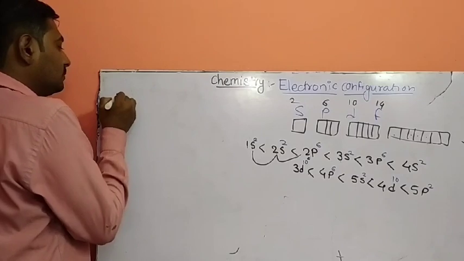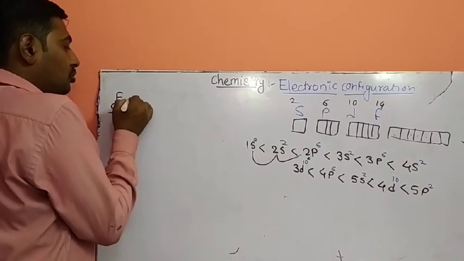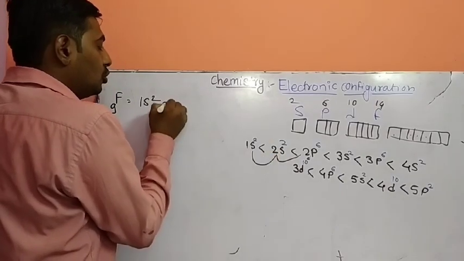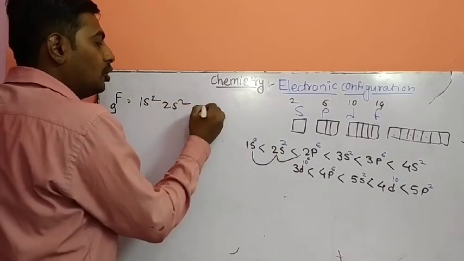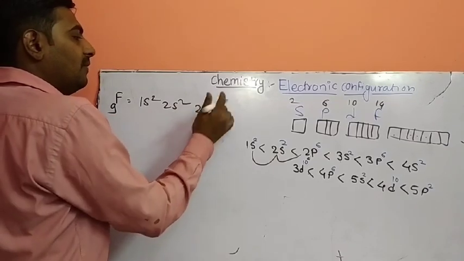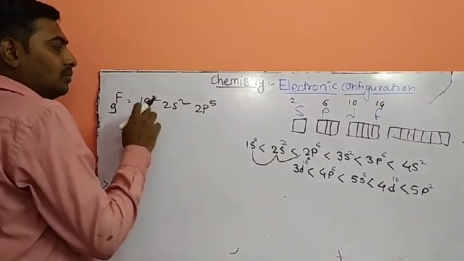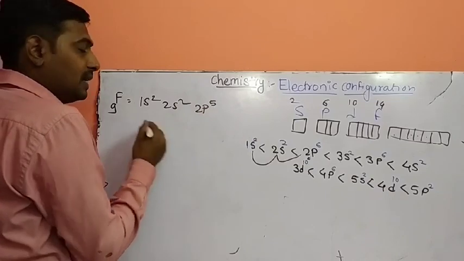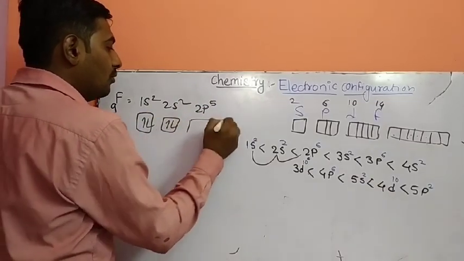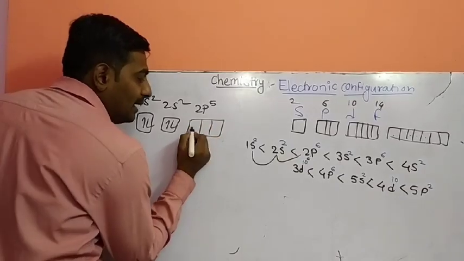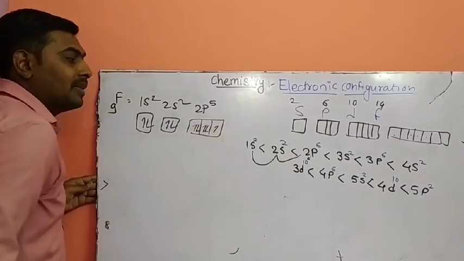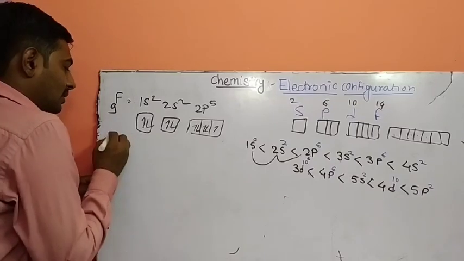Fluorine: 1s2, then 2s2, then 2p5. That is 2 plus 2 is 4, plus 5, the five electrons will be placed as 1, 2, 3, 4 and 5.